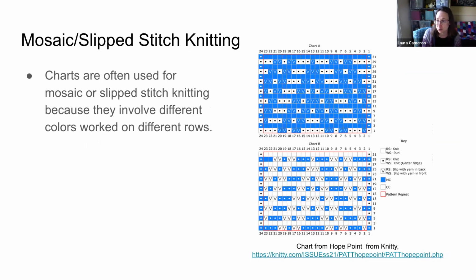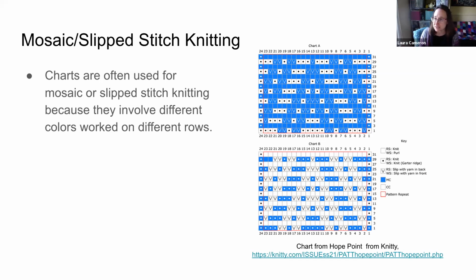Charts can also be super useful in mosaic and slip stitch knitting. This is from Hope Point from Knitty, which is a top. And actually the interesting thing is it's a top that has 2 halves, and on each side, one of the colors is dominant. So as you can see, in chart A, blue is more dominant, and in chart B, white is more dominant.